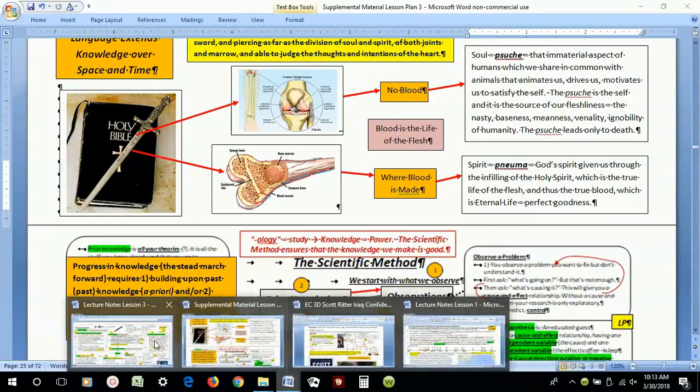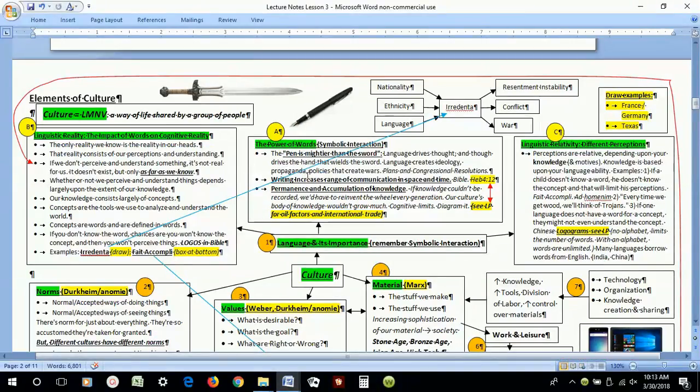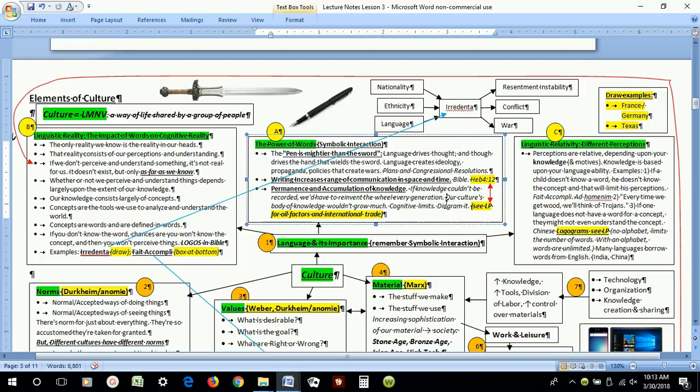So that's another reason why language has power, because language can transmit knowledge over space and time. Also, permanence and accumulation of knowledge. If knowledge couldn't be recorded, we'd have to reinvent the wheel every generation. So it's passed down from generation to generation, and then you expand upon it, you build upon it. That's how our body of knowledge keeps expanding and growing, because we base it upon past knowledge. We take what we've learned already and go further. We take our knowledge and increase the abilities due to our knowledge to create more knowledge.